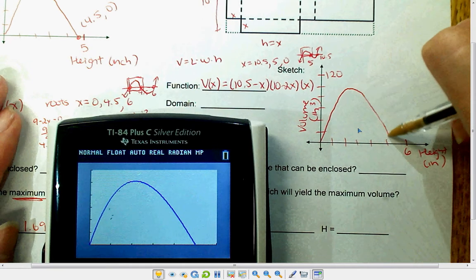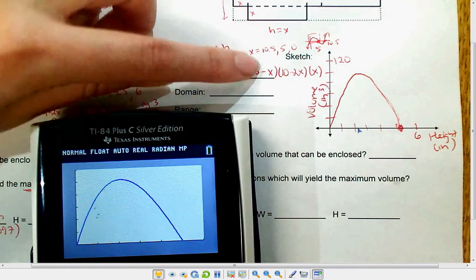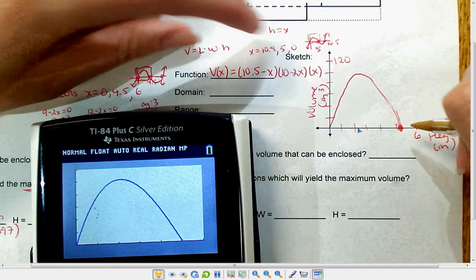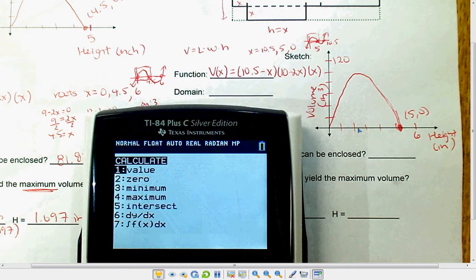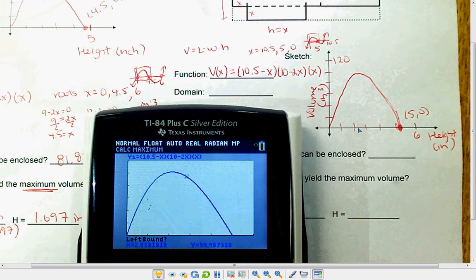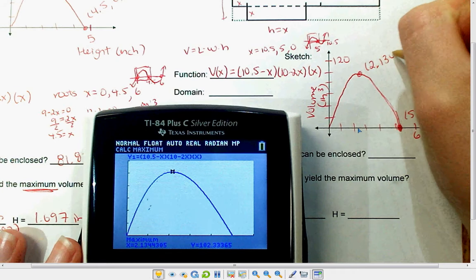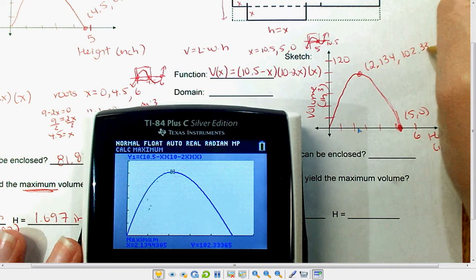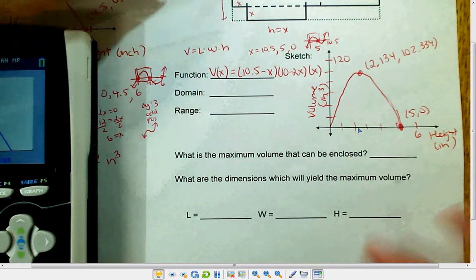Here's my graph. So again, from my roots, I already know that this first root is going to be at 5. So this is 5 comma 0. I'm going to find my maximum, so second calc 4. Go back up here, go to the left bound of your maximum, right bound of your maximum, press enter. You get a maximum of 2.134 and 102.334. And now we can use all these numbers to find the rest of our problem.